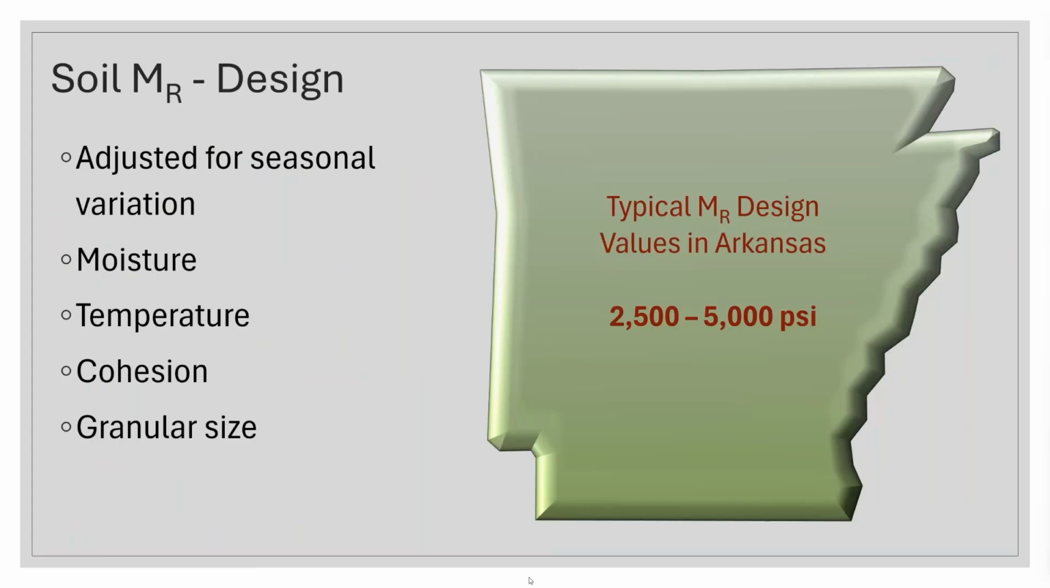In design, we need to adjust for that seasonal variation and moisture conditions, temperatures, what kind of cohesion we have with that specific type of silt or clay or whatever material it is and what granular size is. But typical numbers in Arkansas for just the regular in-place soils are going to be somewhere in the range of 2,500 to 5,000 psi.